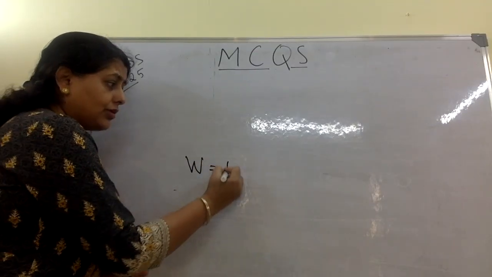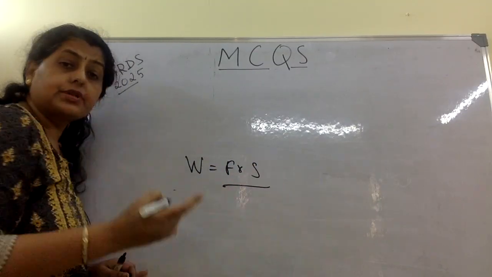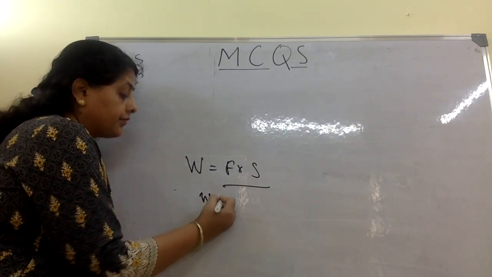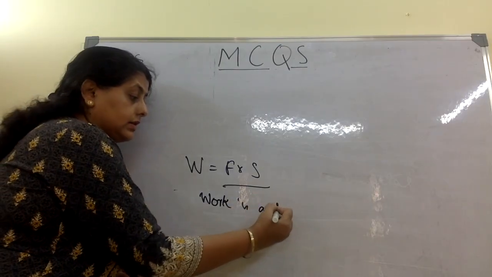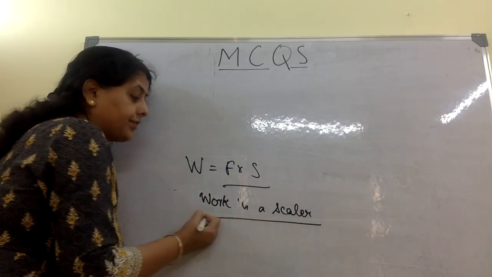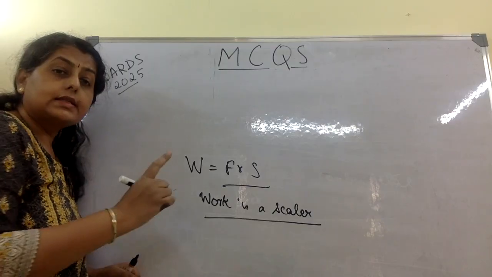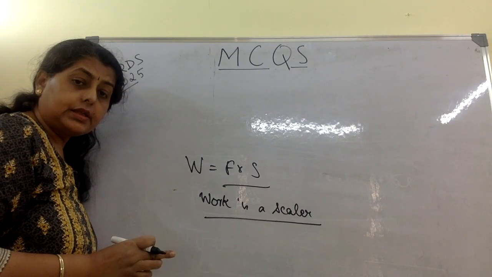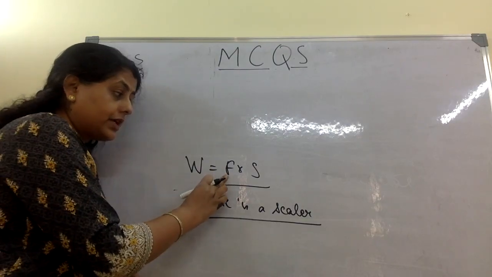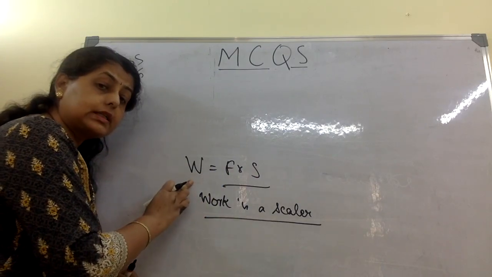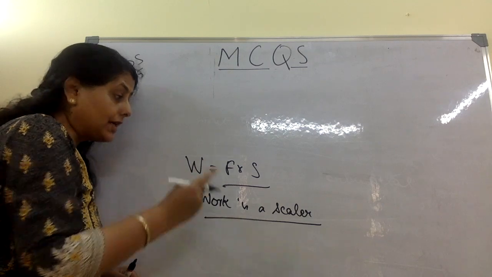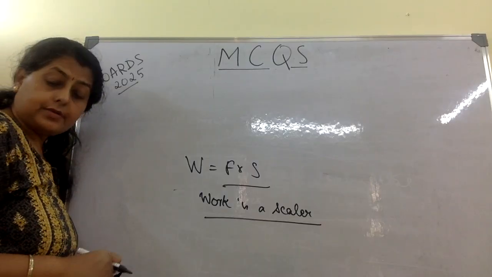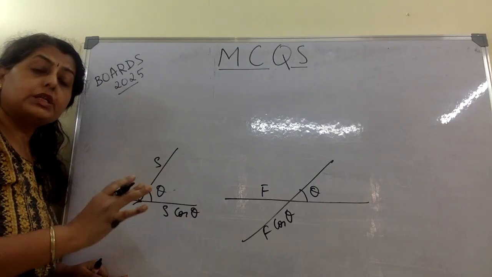Now work is equal to F into S. You know it, F into displacement. Work is a scalar quantity. So if work is a scalar quantity, this is a vector, this is also a vector, but work is scalar. Remember this, in spite of these being vectors; this is a scalar you learn in 11th standard. Now here again we have two ways of defining work.